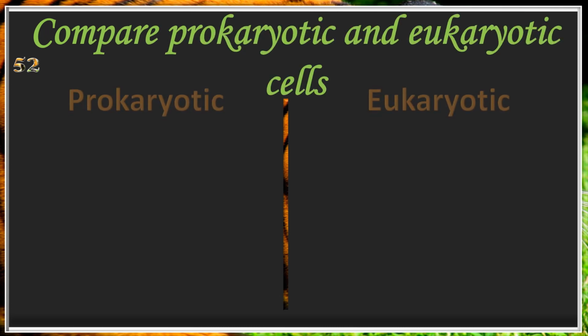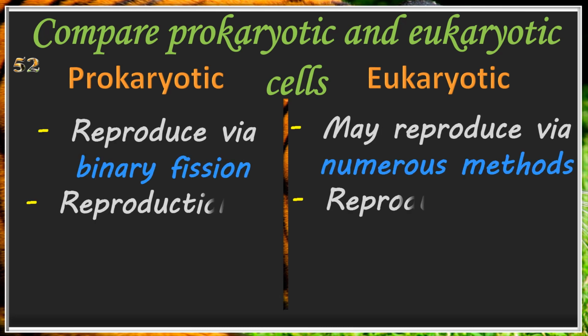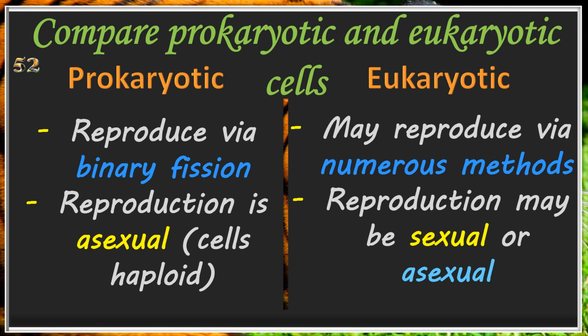We are still comparing the prokaryotic cells and eukaryotic cells. Prokaryotic cells reproduce via binary fission, whereas eukaryotic cells may reproduce via numerous methods: asexual, mitosis, and meiosis. Prokaryotic cell reproduction is asexual, with haploid cells, whereas eukaryotic reproduction may be sexual or asexual.